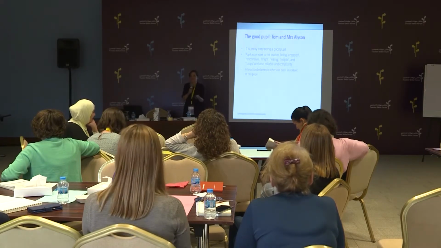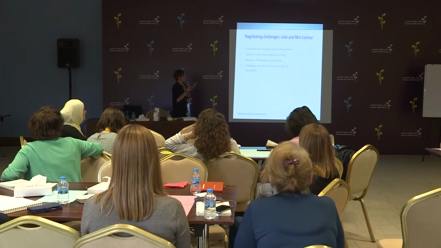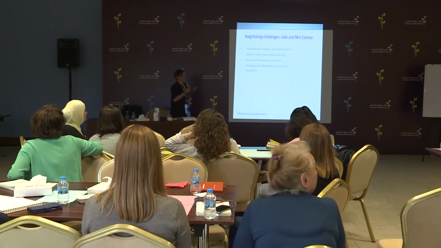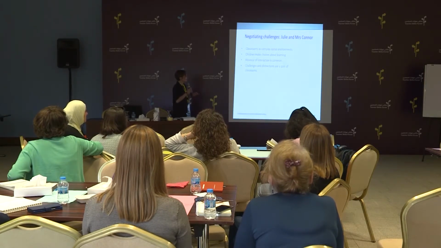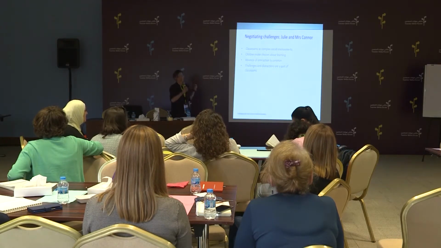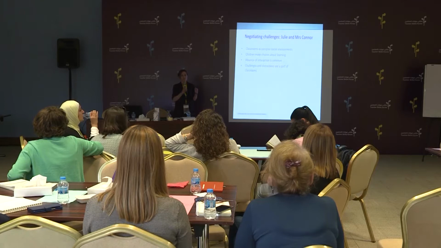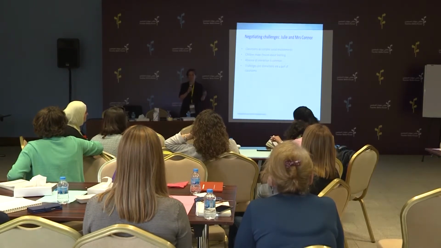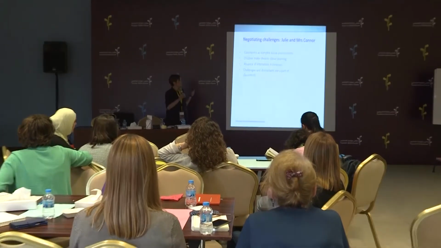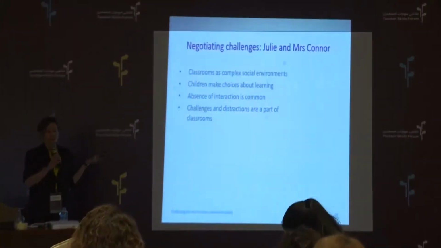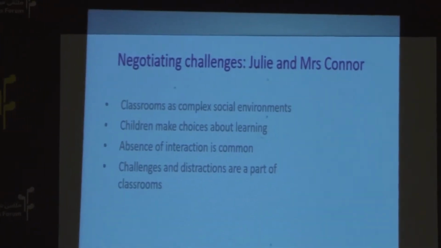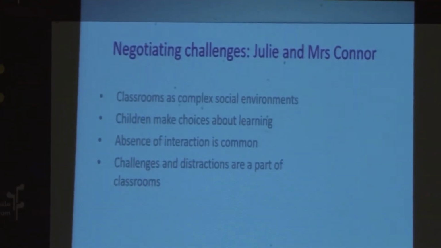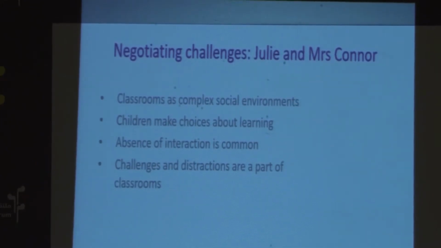I know you didn't get to see it, but the next one with Julie and Mrs. Connor, I think for me, it was quite a sad story, and it was quite a sad case study to do. But it really made me think that classrooms are really social environments, and that social environment can, for some children, have a massive impact on their ability to learn and the kind of choices they make about learning. So in Julie's case, she actively chose not to learn on a lot of occasions because it was safer and that was more important. And I think as a teacher, that's something that we need to be aware of.